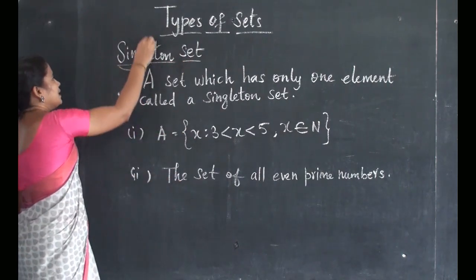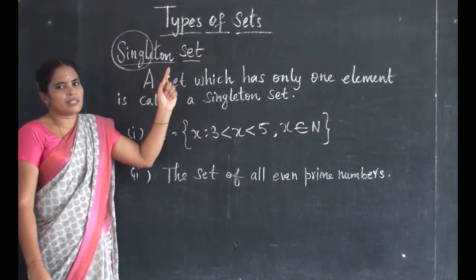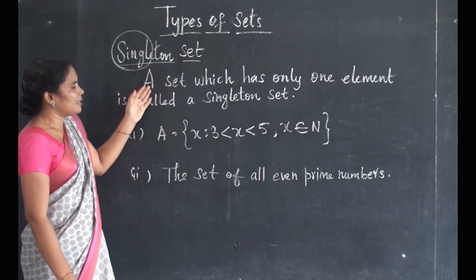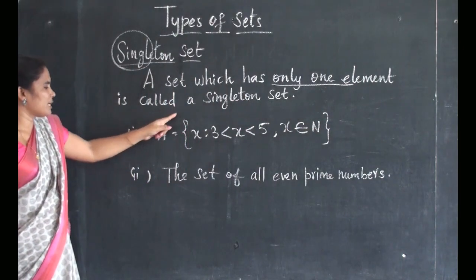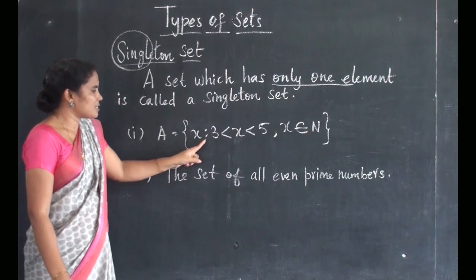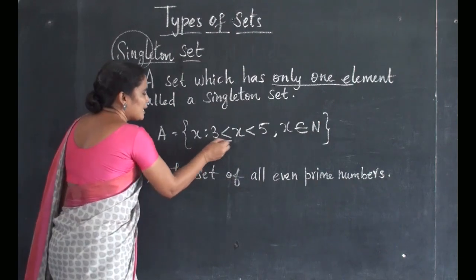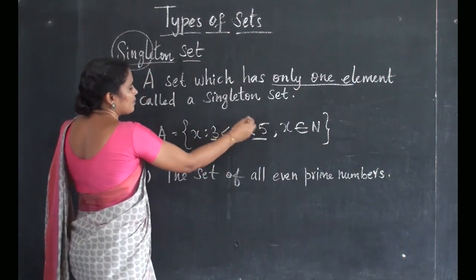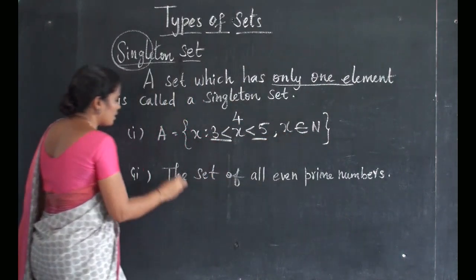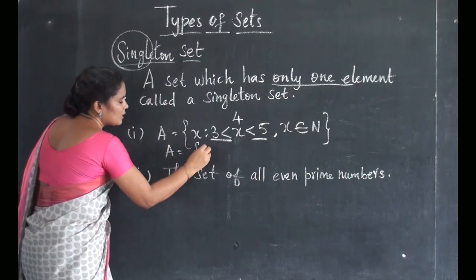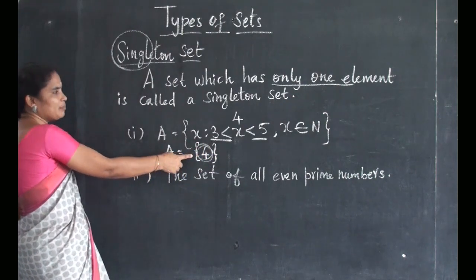The word single itself represents that the set has only one element inside the curly brackets. A set which has only one element is called a singleton set. For example, A is equal to {x such that 3 is less than x and x is less than 5}. Between 3 and 5 we have only 4, where x belongs to the natural numbers. So what will be the answer? A is equal to {4}. We have only one element present inside the bracket.